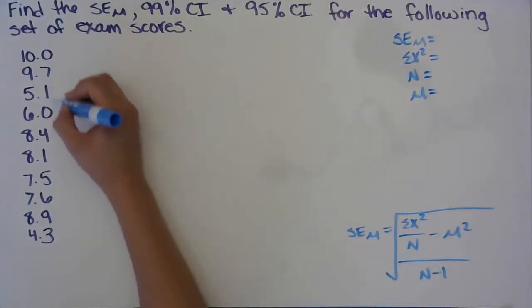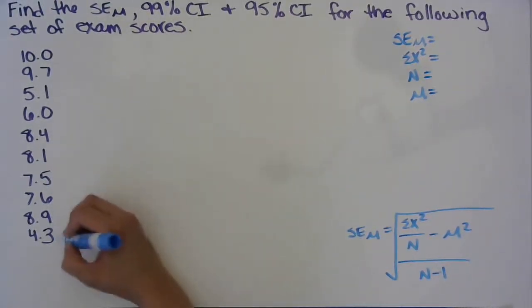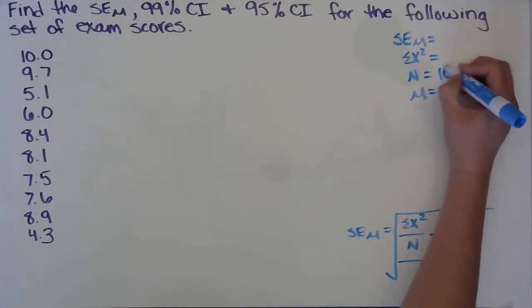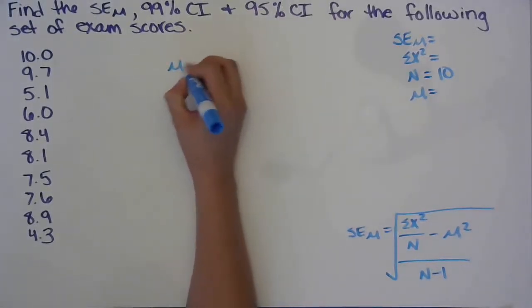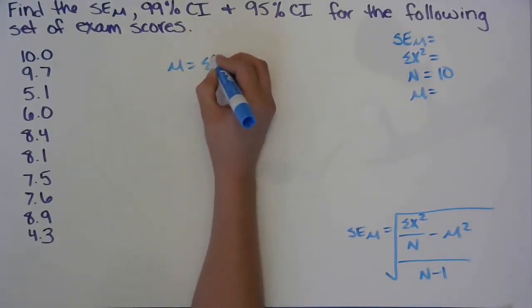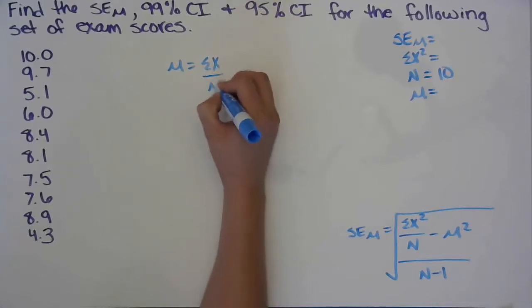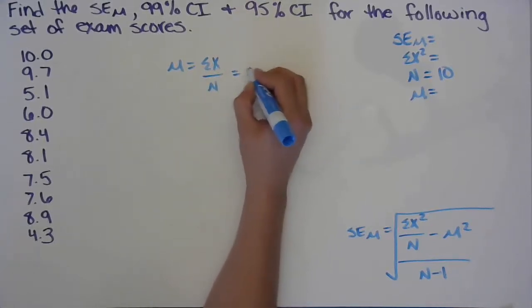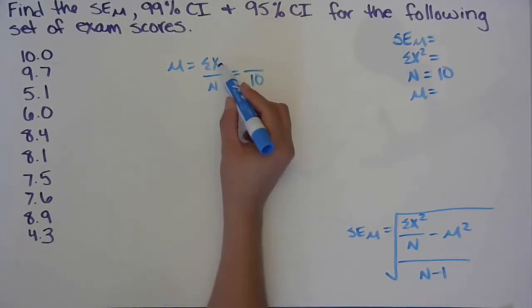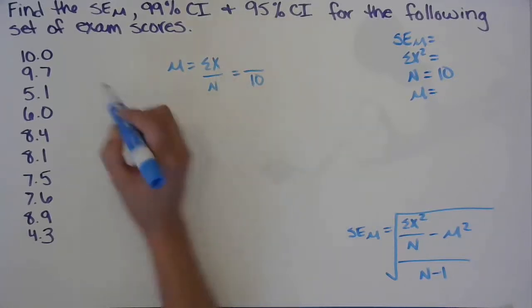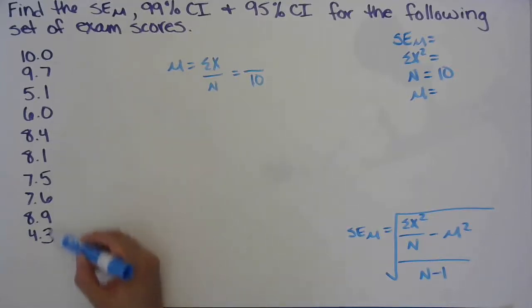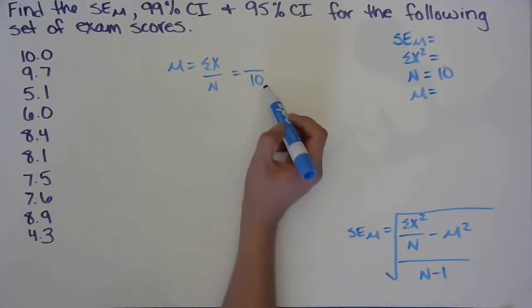It's 1, 2, 3, 4, 5, 6, 7, 8, 9, and 10. That is how many people are in our sample. Okay, so let's go ahead and calculate our mean. So the mean, so the ΣX is the summation of X, so that is adding up all the raw scores. So we're going to add all of these scores up, and then we're going to divide them by how many we have. So we already know that our n value is 10.